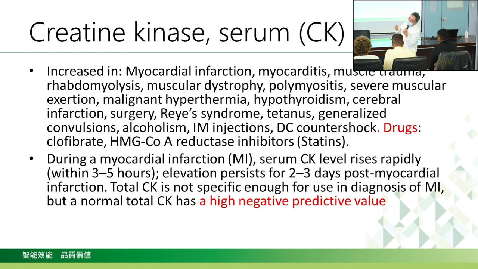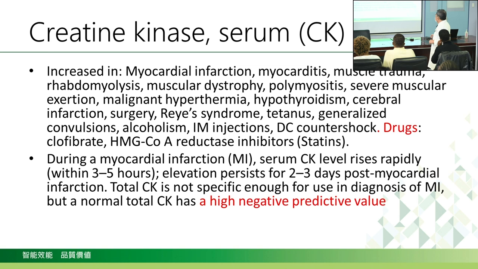Infarction, alcoholism, IM injection, CK could be high. So there are too many items you need to differentiate. But most important, don't forget drugs. Clofibrate, for what? For TG. And statins. Clofibrate and statins will induce high CK and signs of myositis, polymyositis. So when you prescribe these drugs to your patient, you must remember the possible side effects.